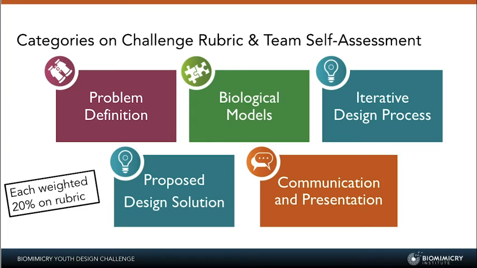The categories on the rubric and the self-assessment are broken down in ways that match the MIMIC process. So focusing on problem definition, researching of biological models, that lines up with the match section. The innovate section lines up with iterative design process and development of the proposed design solution. And then finally, we have communication and presentation. Now, these are all equally weighted on the rubric.